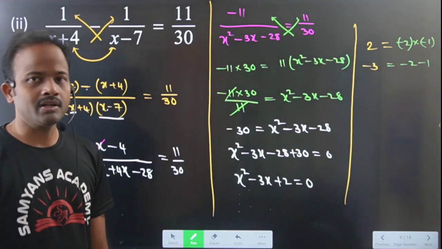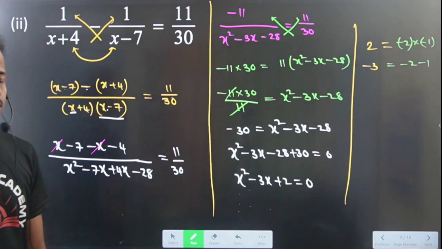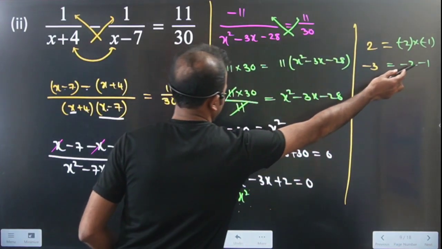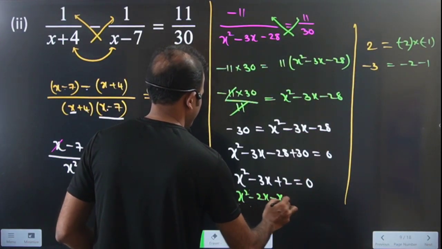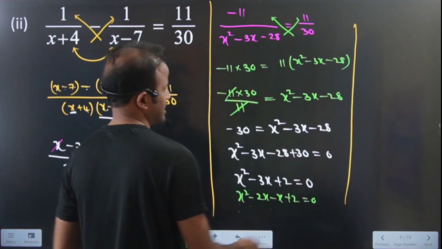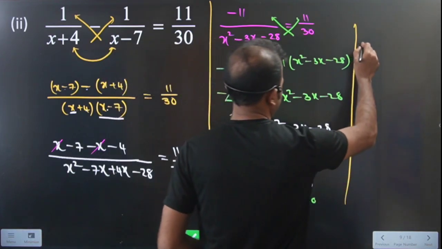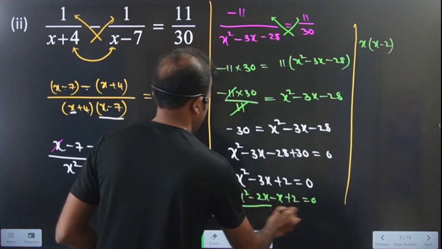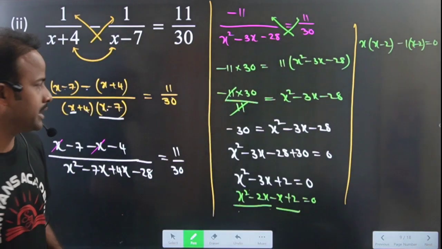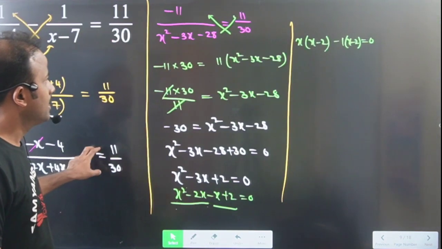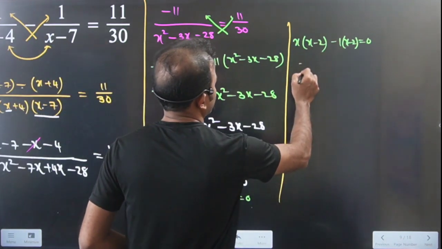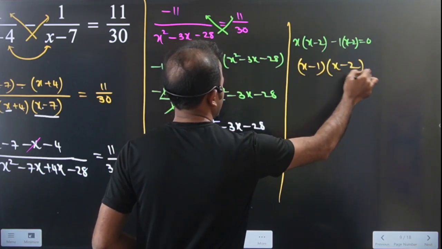By splitting the middle term also we can do this, and by using the quadratic formula also we can do. Anyway you can do, no problem. So x square, the middle term minus 3x we can write as minus 2x and minus x, plus 2 equal to 0. From the first two terms you have to take x as a common, and from the next two terms you have to take minus 1 as a common. So the next step we can write like this: x minus 1, x minus 2 equal to 0.